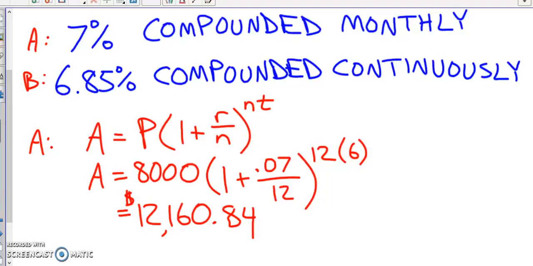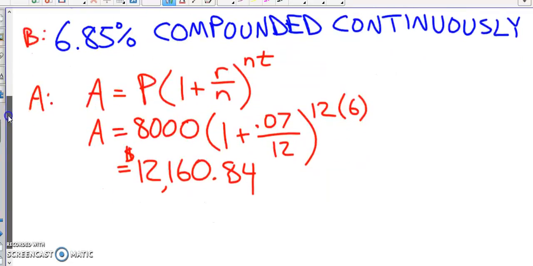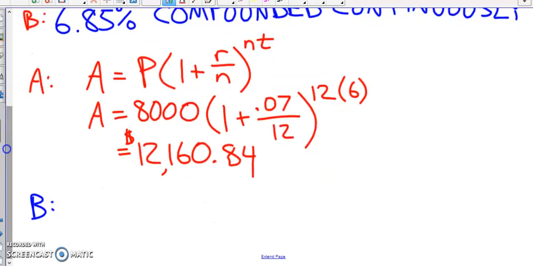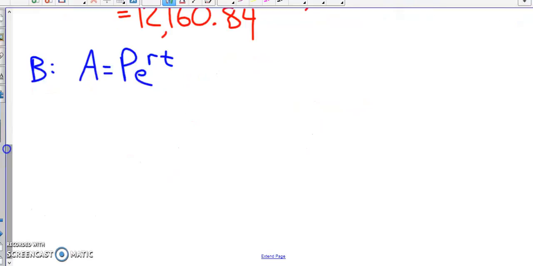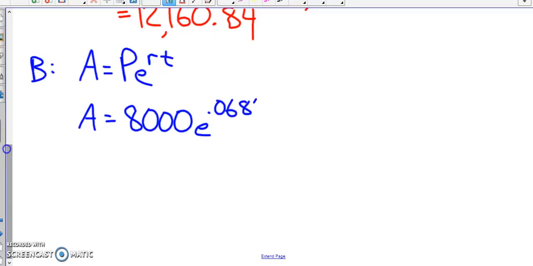All right, so we got that one. Let's compute investment B. So remember, the formula is different. So how do you fill this one in? Good call on the 0.0685.